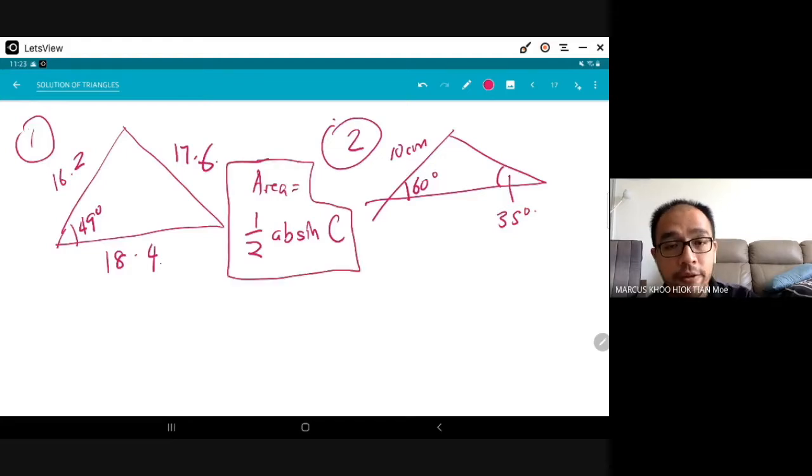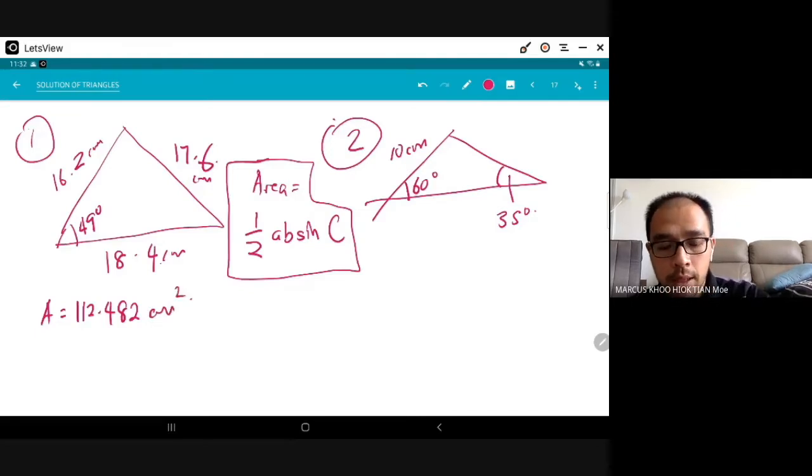Give this a try, everyone. What is the answer you get? 112.482. All right, excellent, good. 112.482. Don't forget to put the unit. Oh, I didn't put the unit. Sorry. So if this is in cm, then we will use cm squared.